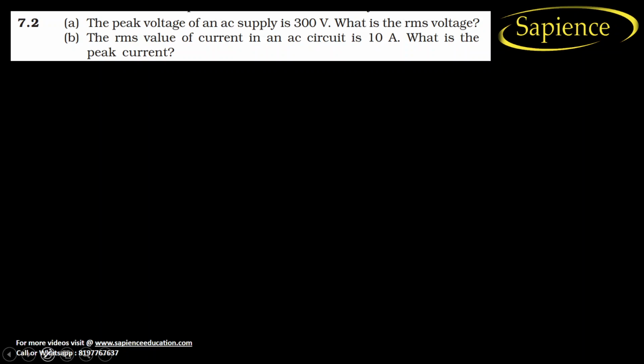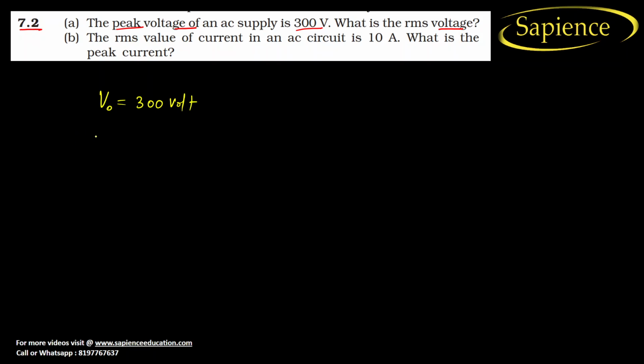Next question, read it first of all. Question number 7.2. The peak voltage of an AC supply is 300 volt. What is the RMS voltage? The peak voltage means the maximum voltage, it is not the RMS voltage, right? So peak voltage we can denote by V naught, and this is equal to 300 volt.